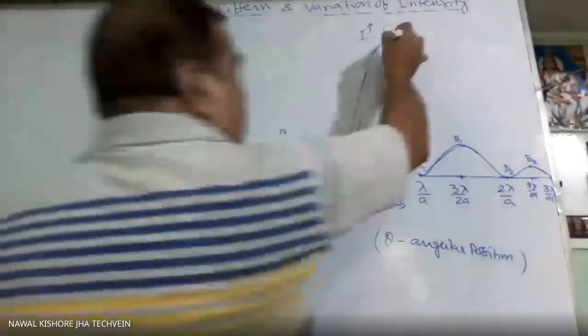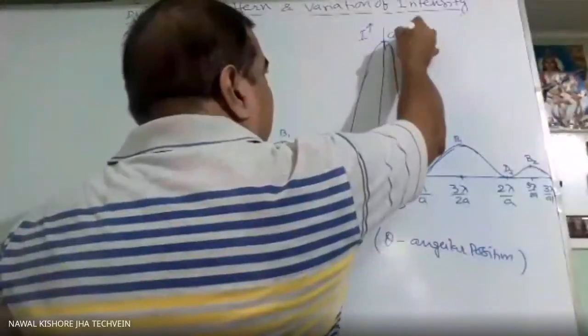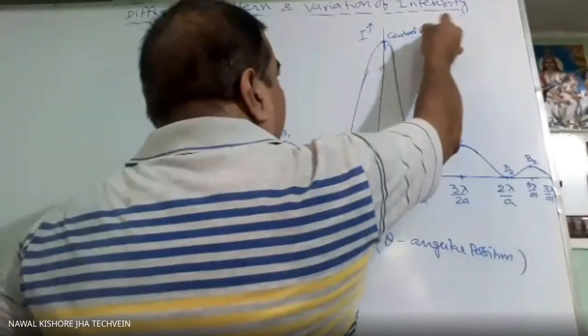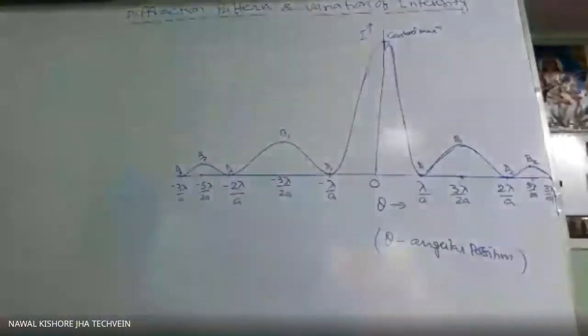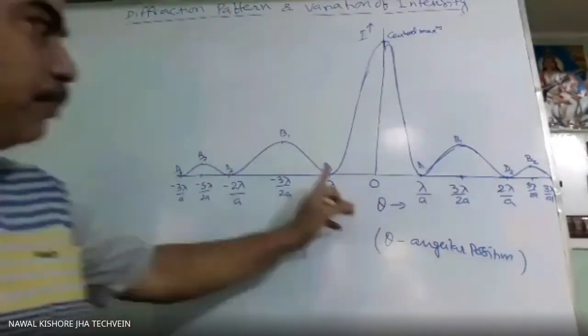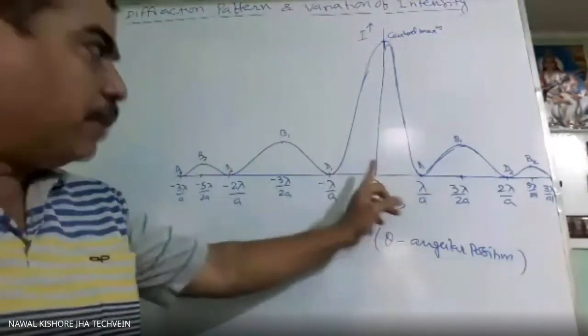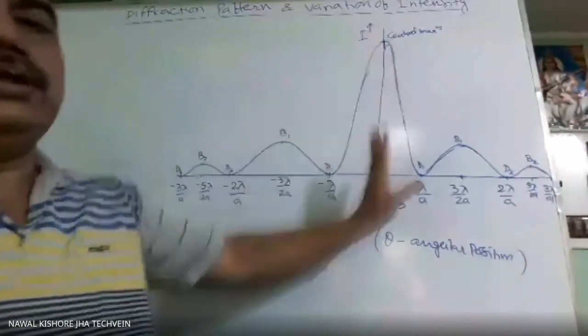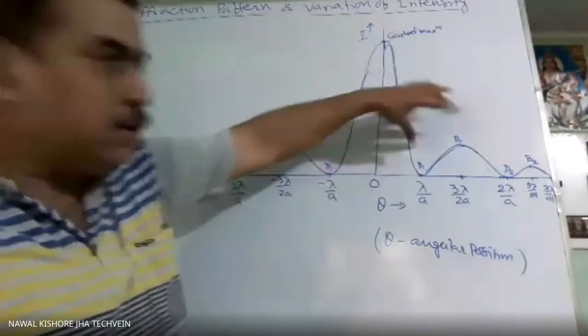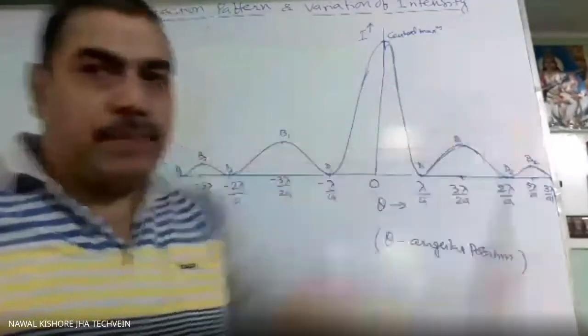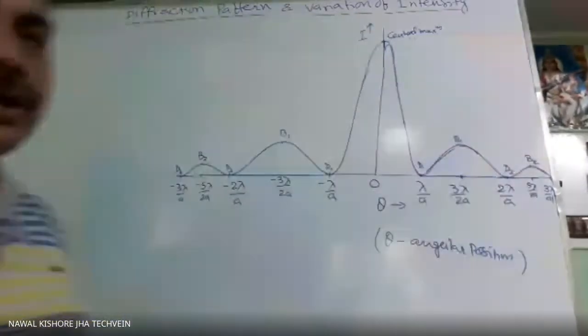So this is our central maximum. Central maximum is from here to here, both, all. But at this point, intensity is maximum. So this is our central maximum, this is our first bright, this is second bright. So intensity keeps on decreasing.